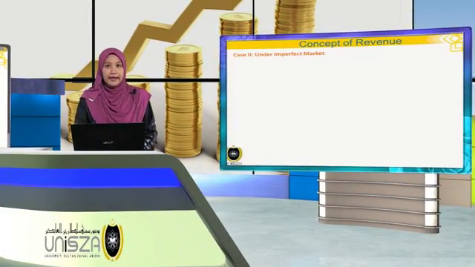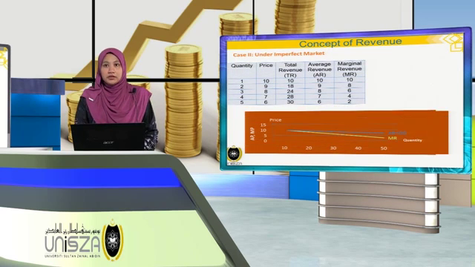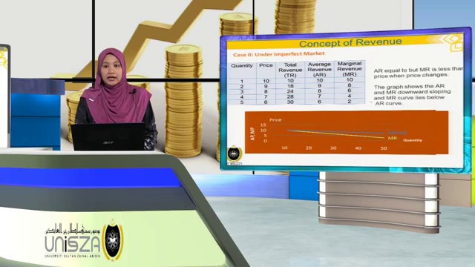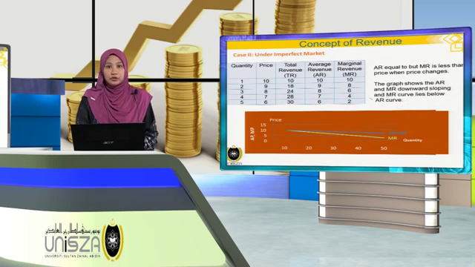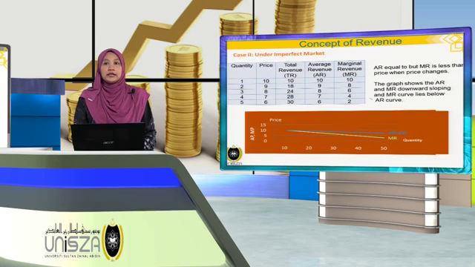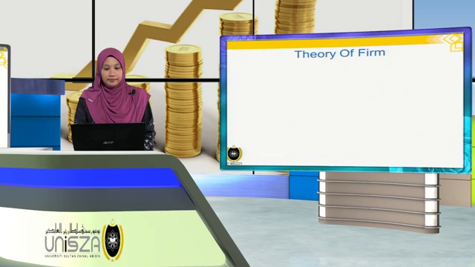The second case is under imperfect competition. Here AR is equal to price, but MR is less than the price when the price changes. When you look at the graph, it shows that the AR and MR are downward sloping and the MR curve lies below the AR curve.